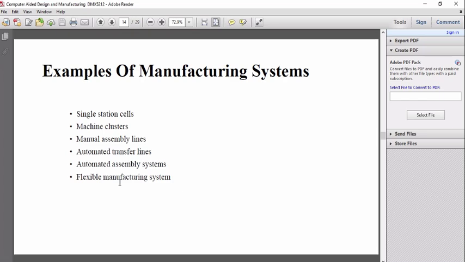Like while producing the Fit, without stopping the production line, you can produce a different kind of model. We will talk about it later on. These are just examples of production manufacturing systems.